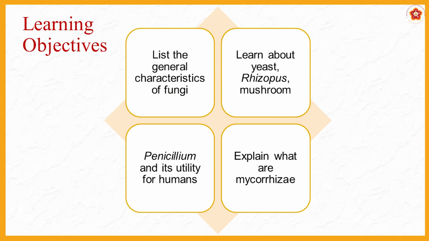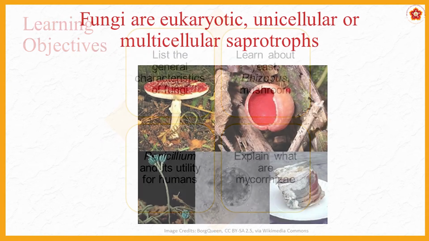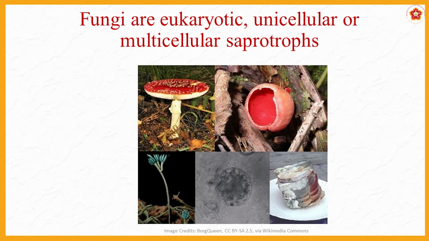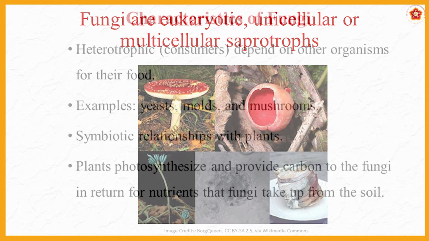In today's class, we are going to discuss the general characteristics of mushrooms. We are going to learn about yeast, Rhizopus, mushroom, and a bit in detail about Paramecium, and also an explanation about mycorrhizae. Fungi are eukaryotes. They are either unicellular or multicellular, and they are saprotrophs which feed on organic matter.